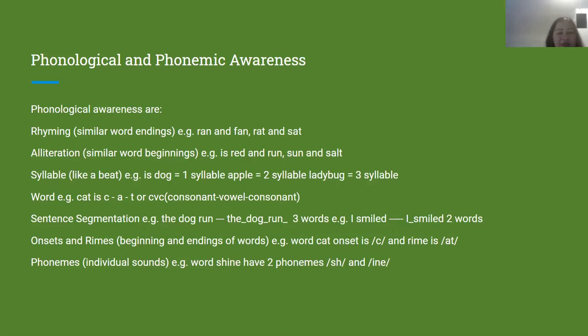Onsets and rhymes, the beginning and ending of words. Example: the word cat, onset is ka, and rhyme is at. Phonemes, individual sounds. Example: the word shine has 3 phonemes, sh, ai, n.